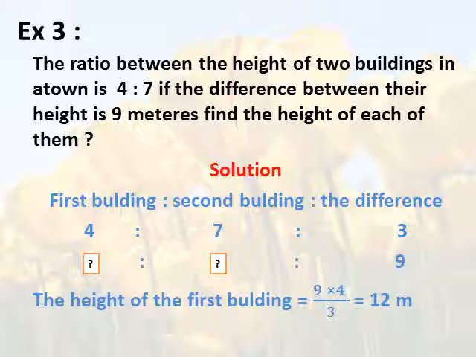To get the height of the second building, what can I do? I will hit the first term. By using cross multiplication, I will do 7 times 9 over 3. Then the height of the second building equals 9 times 7 over 3. 9 times 7 equals 63, divided by 3 equals 21.